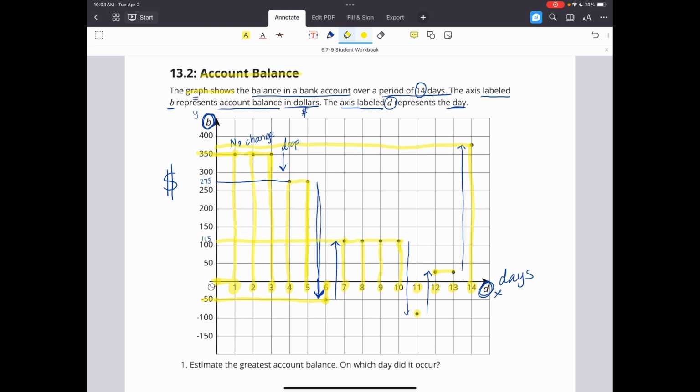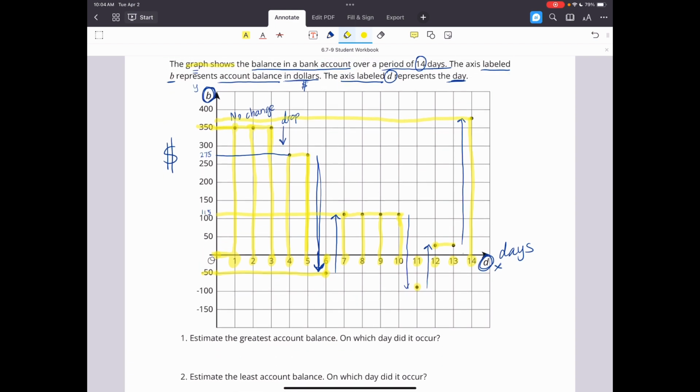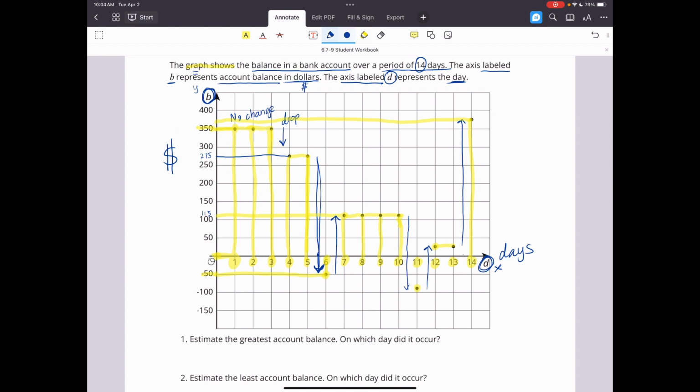Now, when you're asked questions about these, you have to understand what numbers you are subtracting and adding, and what you have to do to find the changes that are taking place. It says in the first one, estimate the greatest account balance. So the greatest account balance, okay? So the most money. What day was the most money? Well, the most is always going to be a positive, so I know I'm going to be looking at this part of the graph, and then I'm going to be looking for the highest dot. The highest dot here is right there at the top. It's right in the middle of 350 and 400.